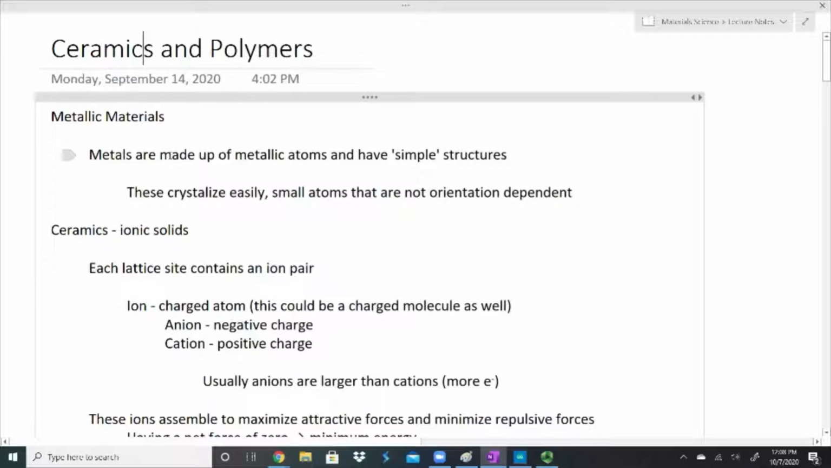We're just going to mention metallic materials really quickly. Metals are made up of metallic atoms. They have very simple structures. They aren't molecules. They're atoms which are spherical. They crystallize very, very easily. So we're really not going to talk too much about them right now.